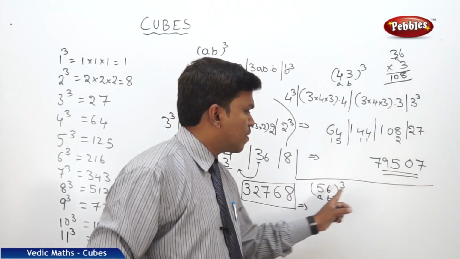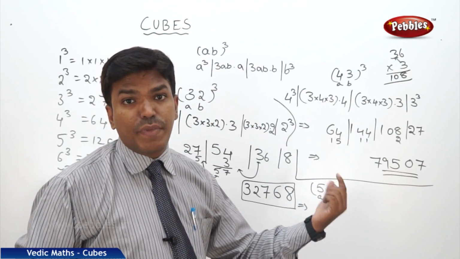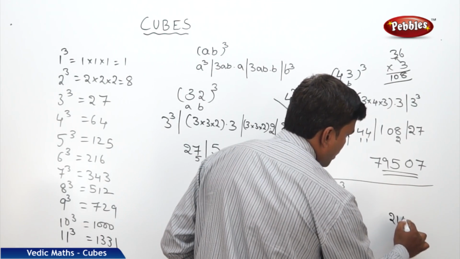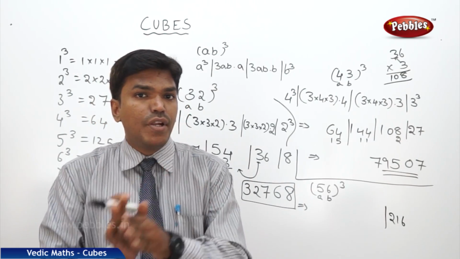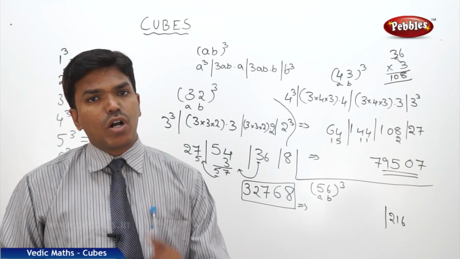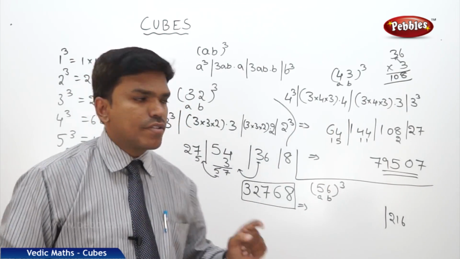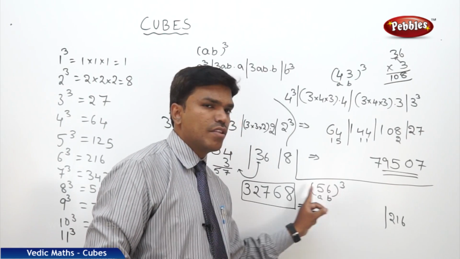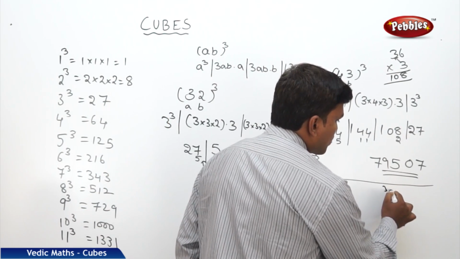Now, starting from the right side, what is the first step of the answer? B cube, that is 6 cube. 6 cube is 216. Put a bar. Next, 3AB into B, 3AB into A, the continuous steps. So 3AB is coming 2 times. So what will you do? Calculate 3AB and keep it aside. So what is 3AB? 3 into A into B. 3 into 5 into 6. 3 5s are 15, 15 6s are 90. So my 3AB value is 90.